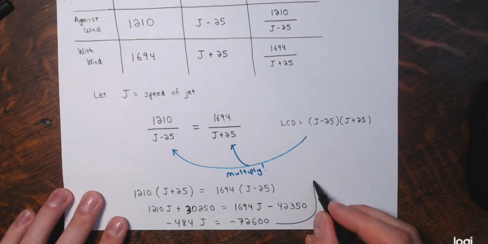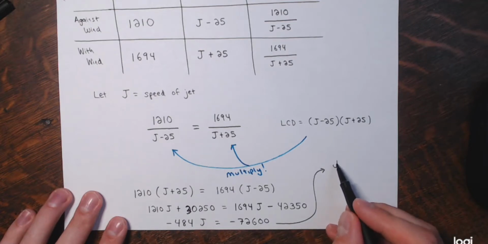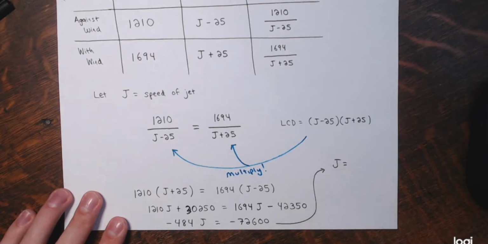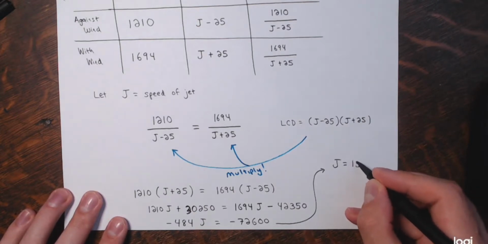I'm going to pull this up here. I don't feel like bringing up a new piece of paper. And we'll have J equals, so dividing by 484 here. So 72,600 divided by 484 is a nice 150.